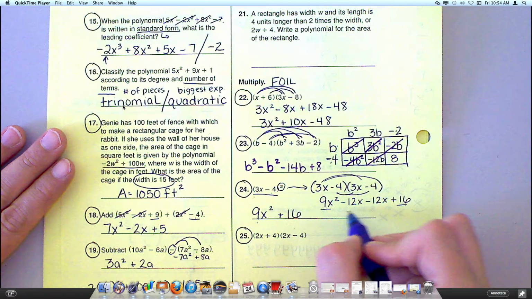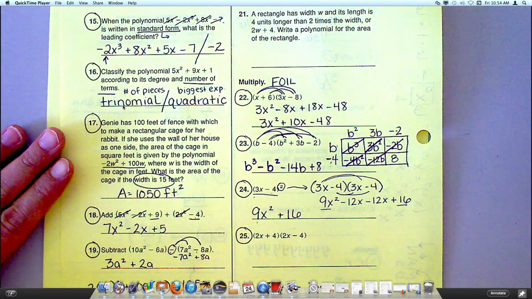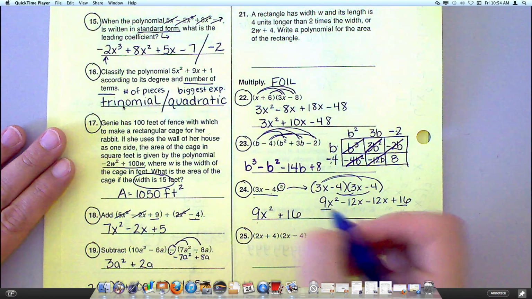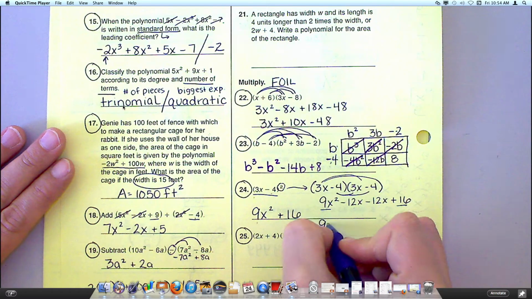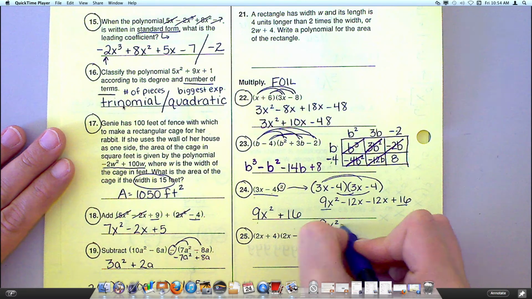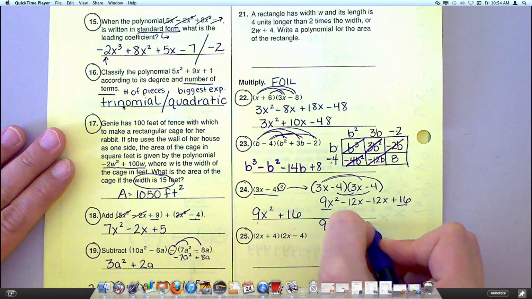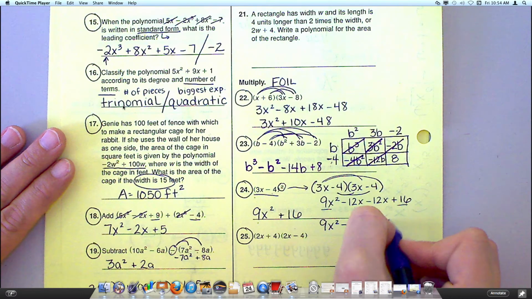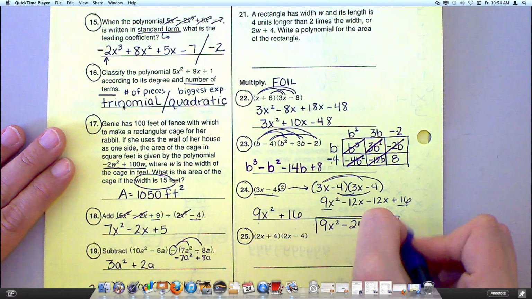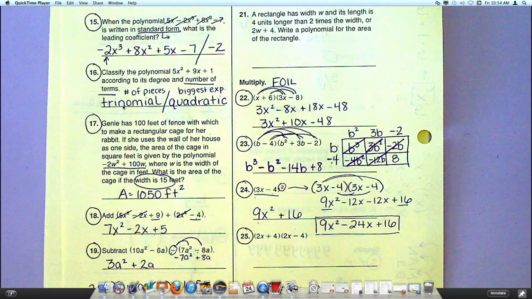Almost. What's negative 12x plus negative 12x? Negative 24. So it should be 9x squared minus 24x plus 16. This should be your final answer.